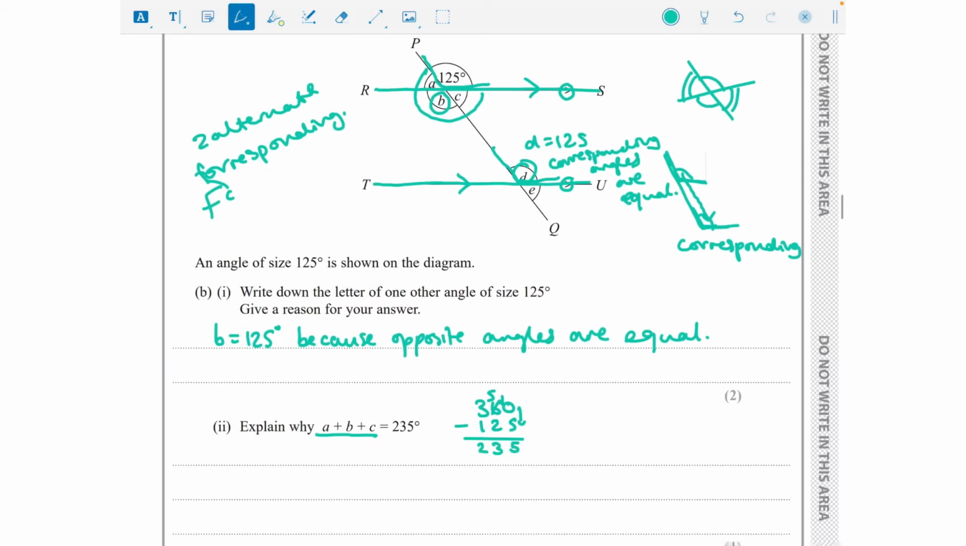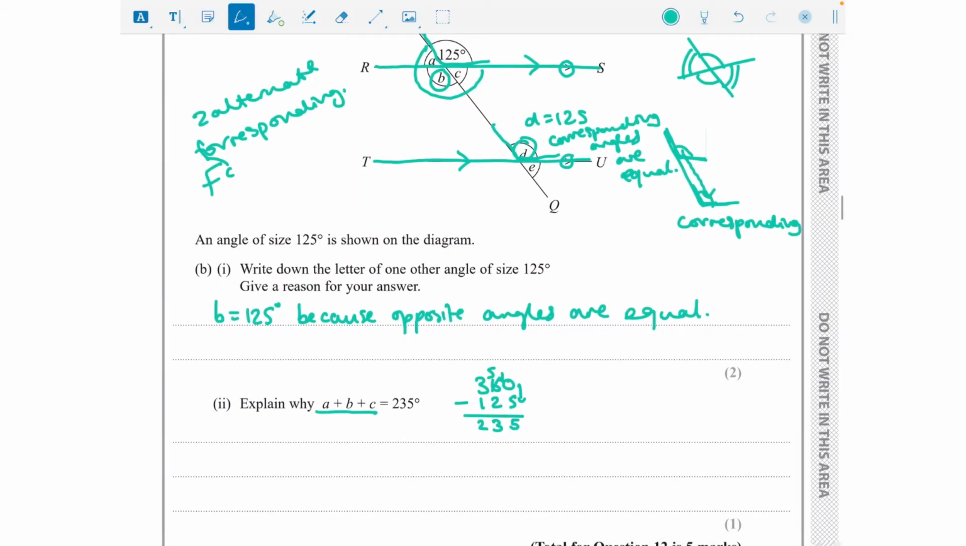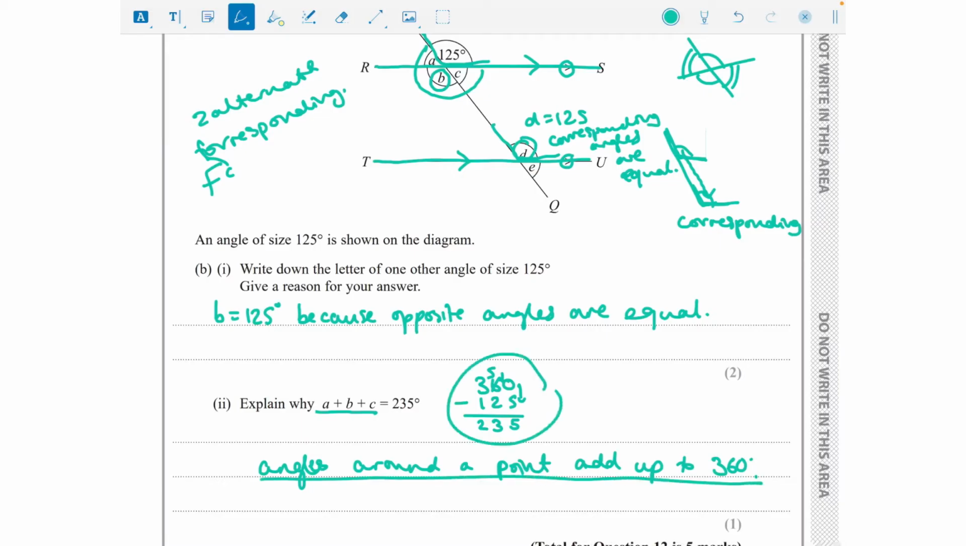So the reason would be that angles around a point add up to 360 degrees. And what we don't want to see as examiners is you saying, because they've done 235, add 125, and that makes 360. We don't want to know why, we don't want to know the process, we want to know the reason. So angles around a point add to 360, and that working there shows us everything that we need. So that's a 1 mark question, and we would need to see that sentence to get that mark.